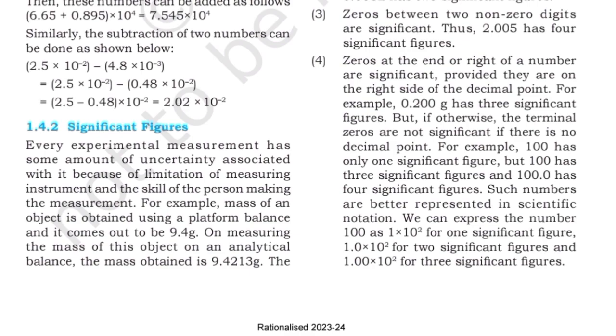Such numbers are better represented in scientific notation. We can express the number 100 as 1 times 10 to the power 2 for one significant figure, 1.0 times 10 to the power 2 for two significant figures, and 1.00 times 10 to the power 2 for three significant figures.